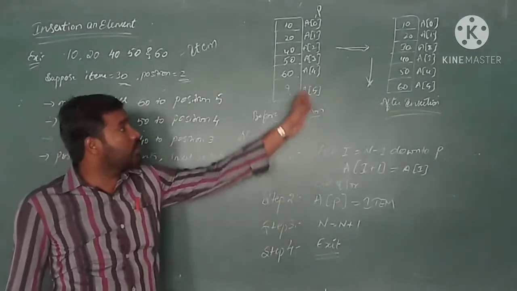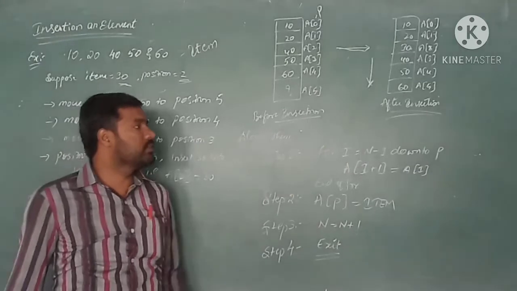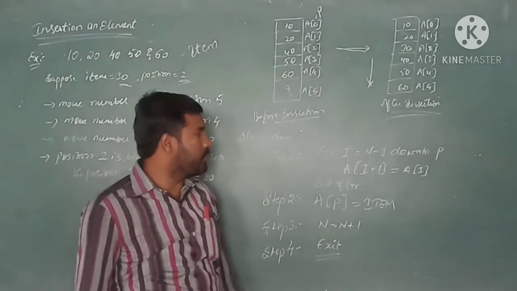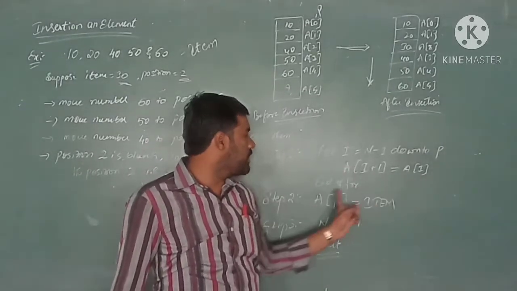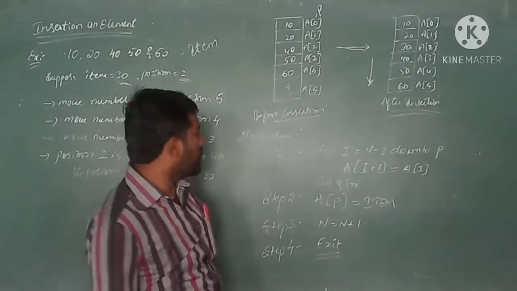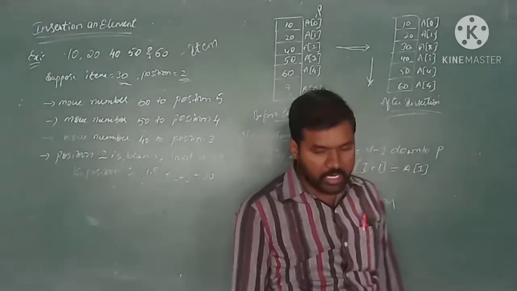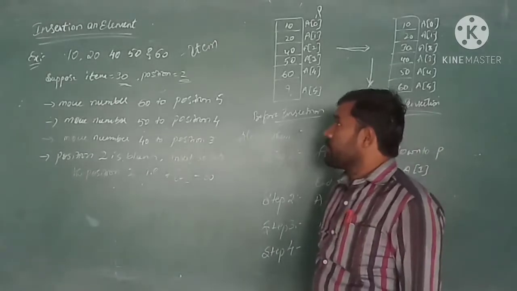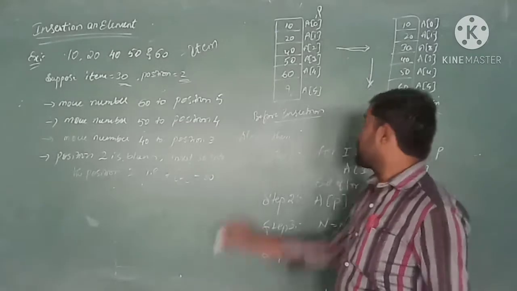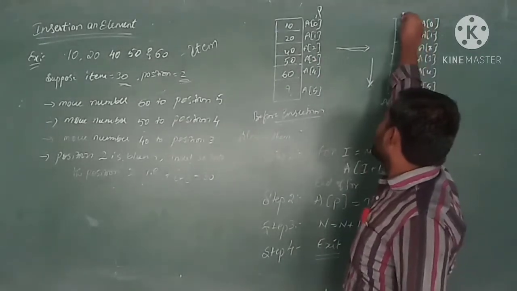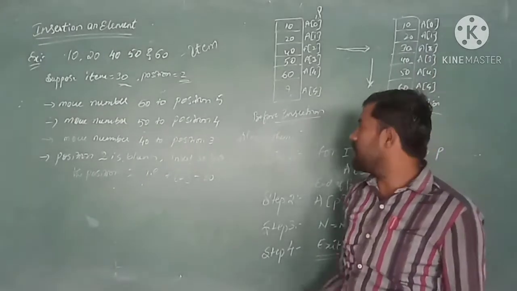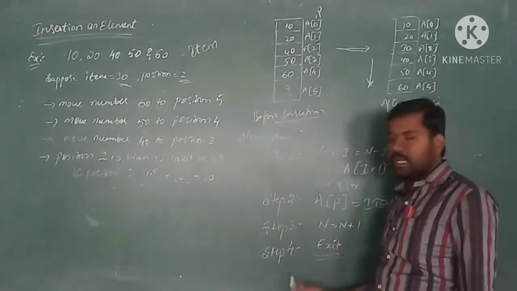First, what are we doing? First, we take I is equal to n minus 1. We decrement from n minus 1 down to p. A of I plus 1 is equal to A of I. End of for loop, A of p is equal to item, n is equal to n plus 1, and exit. This is the procedure, the algorithm to insert an element into the particular array list over here. This is all about insertion of an element. Insertion of an element at the starting, or at the end, or in between the elements, you can do by using this process or this algorithm.